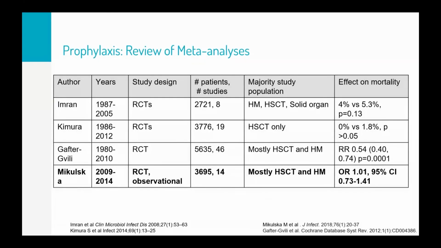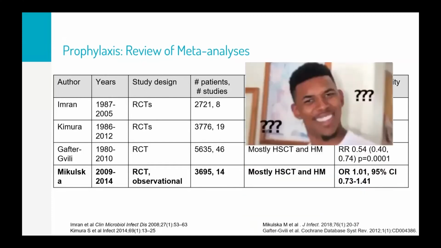And the last meta-analysis that I reviewed is a newer one, but included more observational studies. This one also looked at mostly stem cell transplant and heme malignancy patients, and they did not find a mortality difference. So just to summarize, overall, only one meta-analysis was statistically significant for fluoroquinolone mortality benefit, and that was the Gafter-Golvey meta-analysis. So you're probably giving me this face and are maybe confused as to how to conclude this data. So let's see what the guidelines concluded.